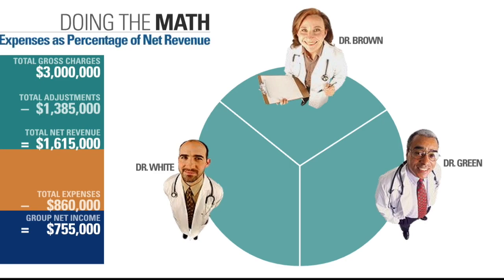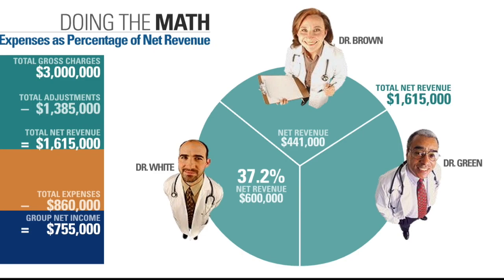In the second example, we'll demonstrate how an individual's compensation can change when expenses are allocated differently. In this plan, each physician is assigned a percentage value based on their share of the practice's net revenue. As we know, the total practice net revenue is $1,615,000. Dr. White, whose net revenue was $600,000, was responsible for 37.2% of that amount. Dr. Brown, whose net revenue was $441,000, was responsible for 27.3%. Dr. Green, whose net revenue was $574,000, accounted for 36% of the total net revenue of the practice.